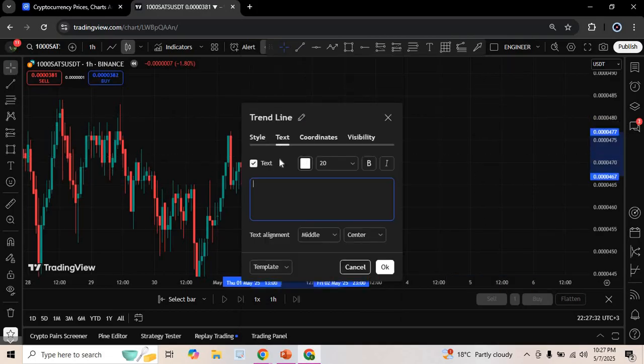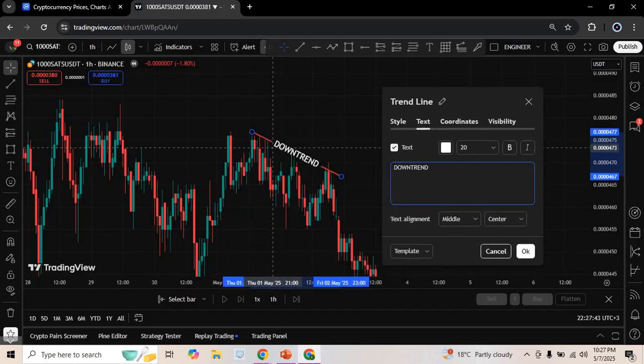If I want to name this part and say this is a downtrend, I can come here and type downtrend like that. Let me move this so that you can see the change. You can see it right here. It has been named a downtrend. It has come in between the two lines. If I don't want that in the middle, I can have it at the top. You can see it is at the top. If I want that on the bottom, I can say at the bottom.